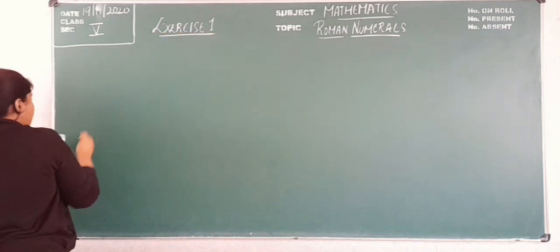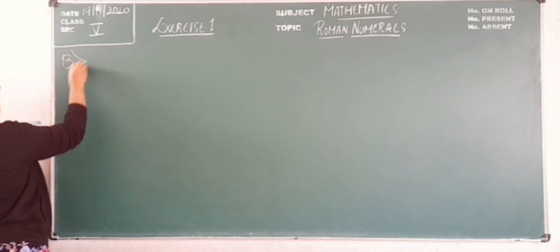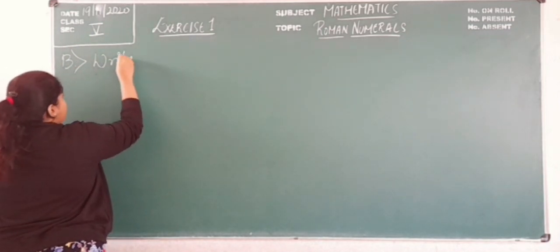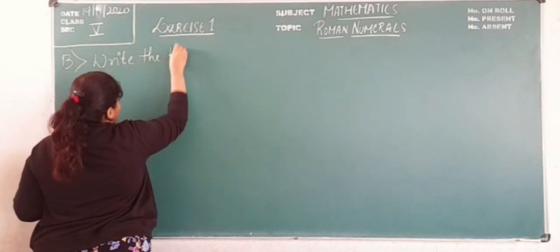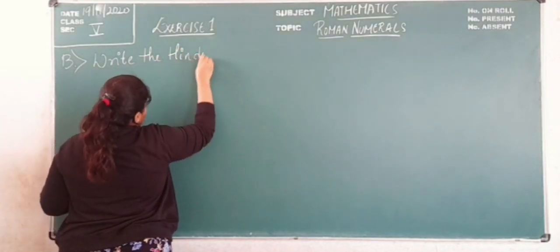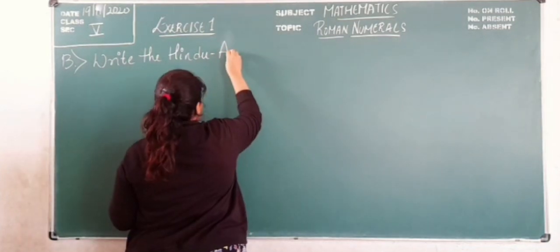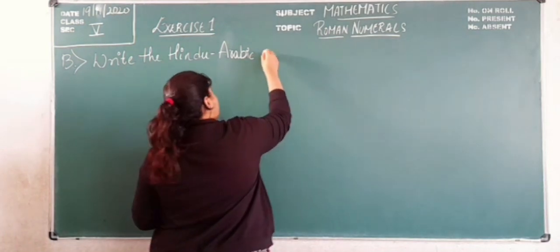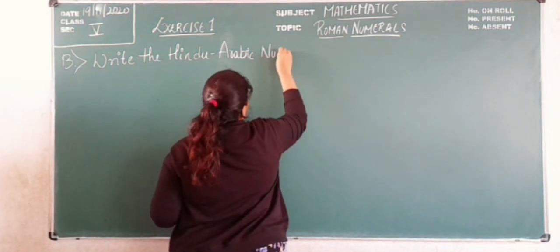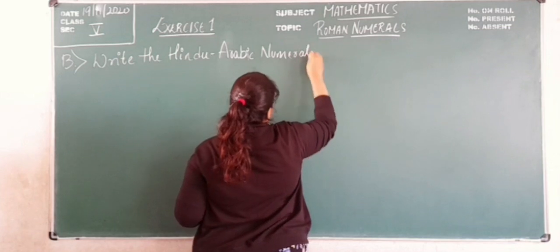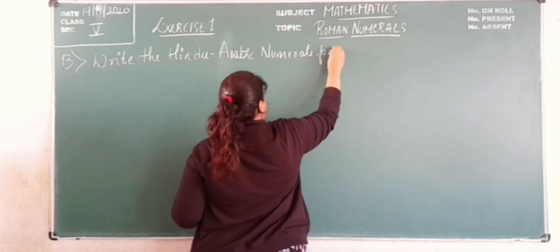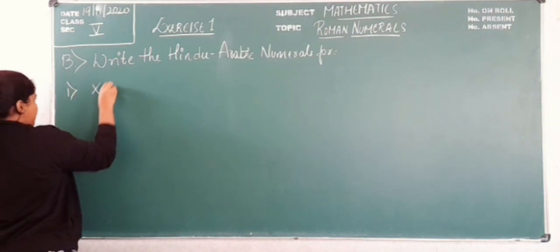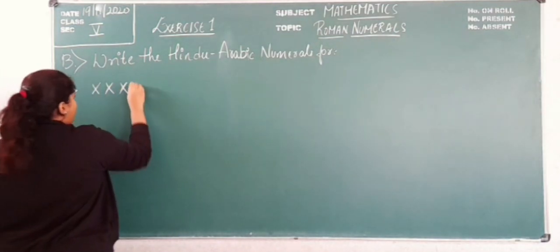the second main, that is B main, by the Hindu Arabic numerals, for the first one XXXVI.